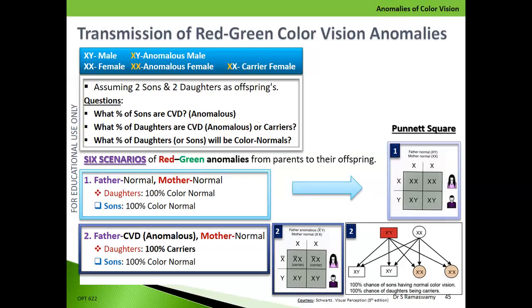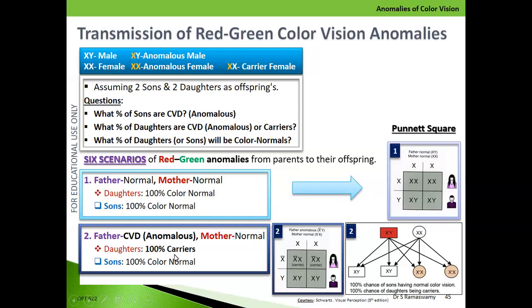The very first scenario is essentially a normal case where the dad is normal, mother is normal. So this is what we saw in the previous slide. Both dad and mom are normal. 100% of the daughters and 100% of the sons are going to be color normal. So there is no color vision defective.